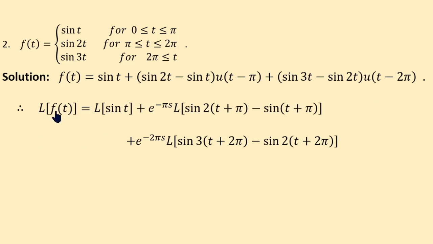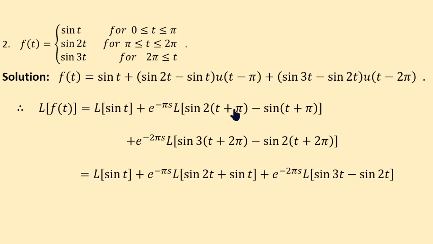Laplace transform of f of t is Laplace transform of sin t plus, here f of t into u t minus a, e power minus a s, e power minus pi s Laplace transform of f of t plus pi. So t is t plus pi: sin 2 times t is replaced by t plus pi, and sin of t plus pi. First you simplify this, then find Laplace transform multiplied by e power minus pi s.